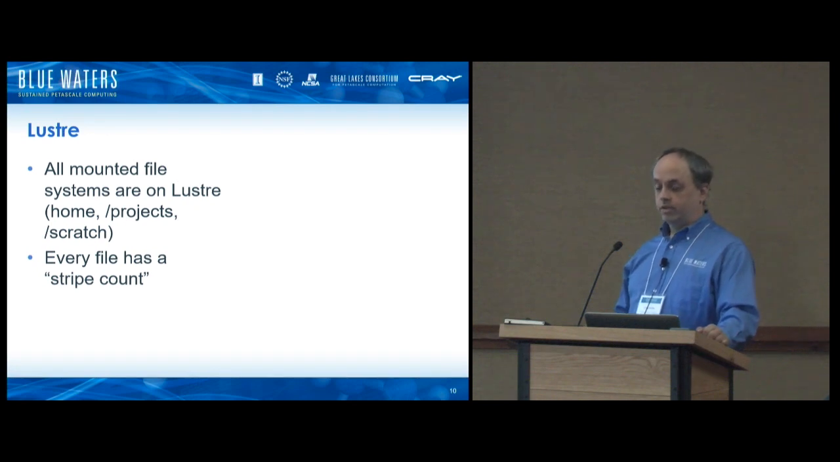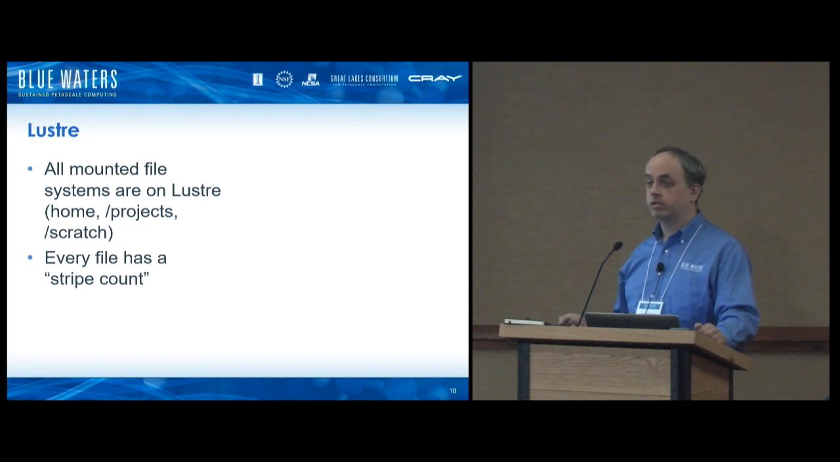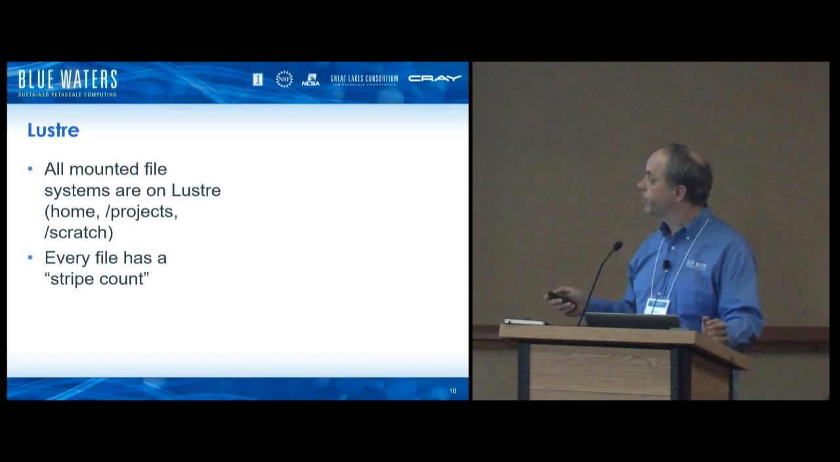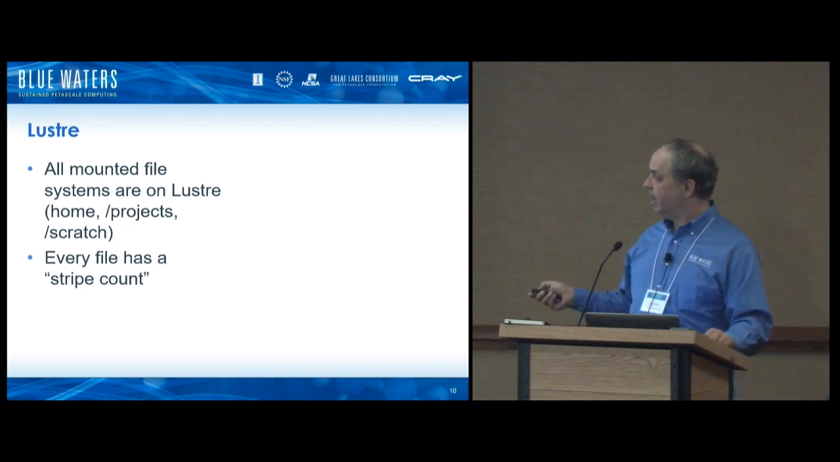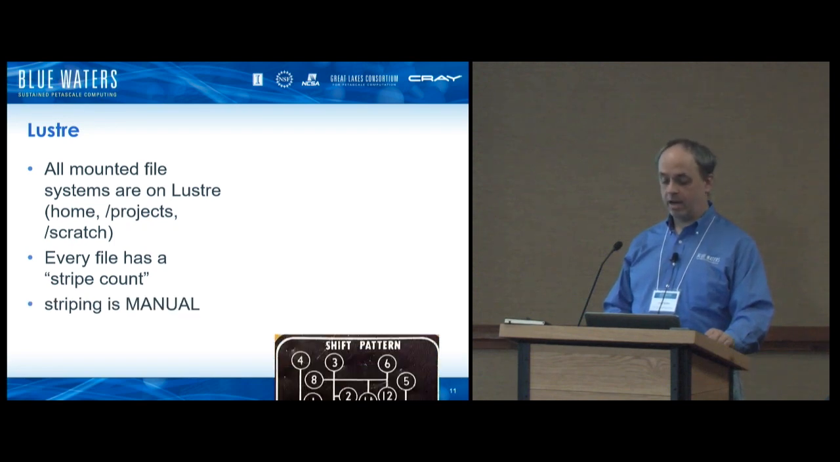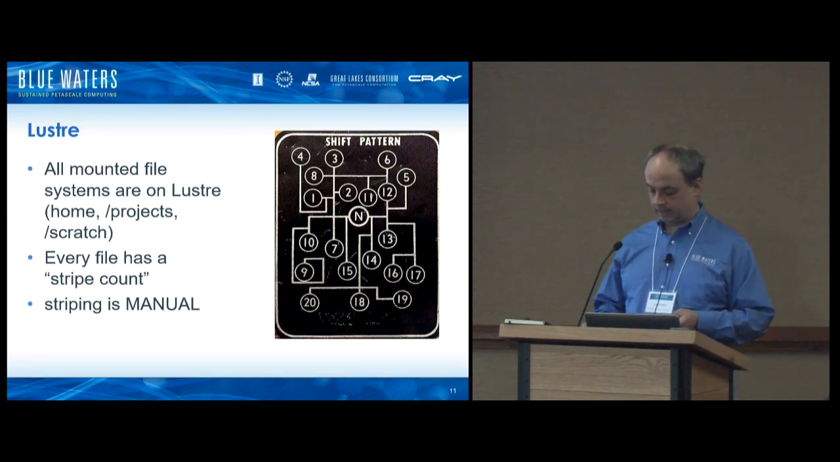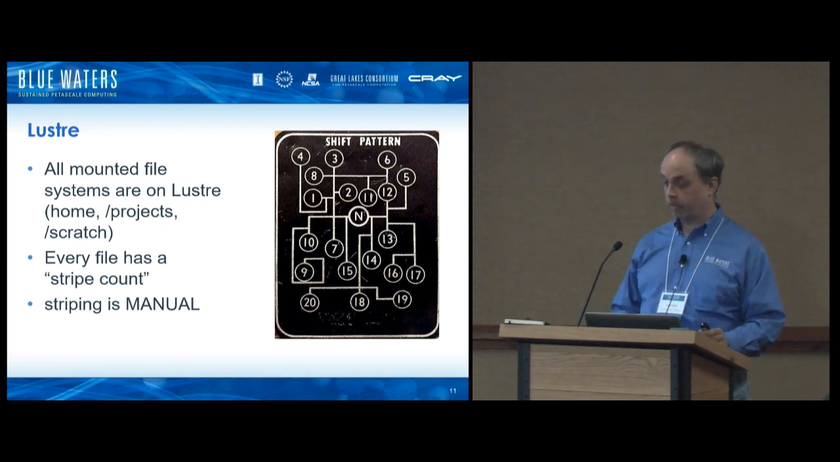So Lustre, if you don't know about it, you will learn to love it, or not, I guess. All the file systems on Blue Waters are Lustre. It sounds like all the file systems on Frontera are Lustre. So this is the thing to know: every file has a stripe count. Striping control is manual, and it's something that you will have to push the buttons for, and you are responsible for. It doesn't make flashing lights, but you have to know, and it will cause you performance problems and other people pain if you don't.